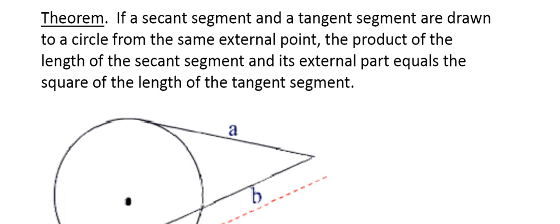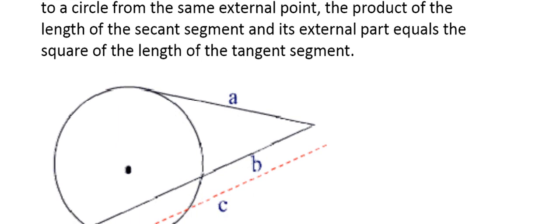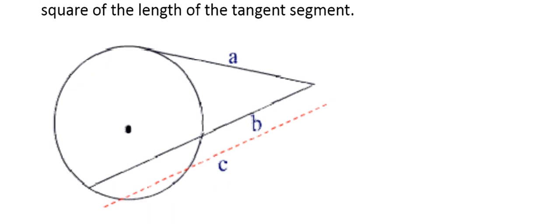This one says if we have a secant segment and a tangent segment that are again drawn from the same external point, then the product of the length of the secant segment and its external part is going to be equal to the square of the length of the tangent segment. I'm going to use exactly the same formula here that I did up above. And like I did up above, I'm going to go ahead and color code these.